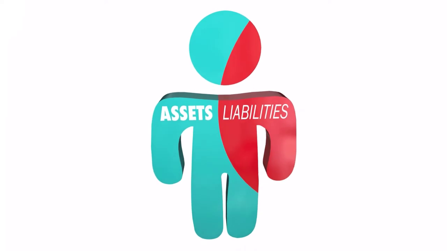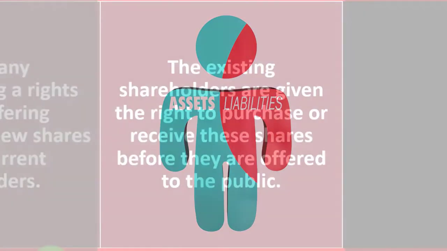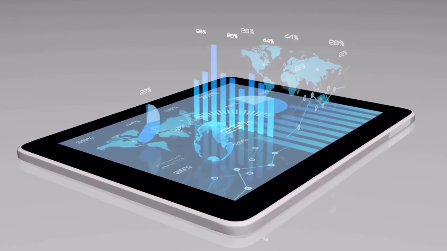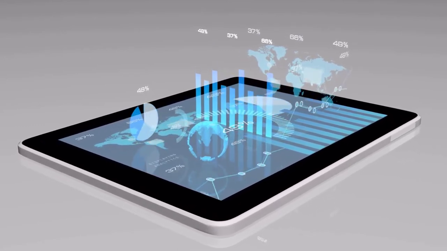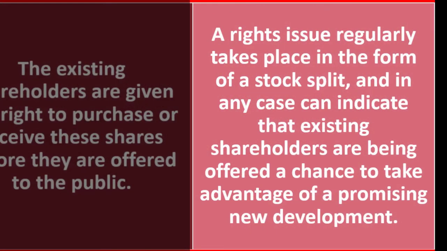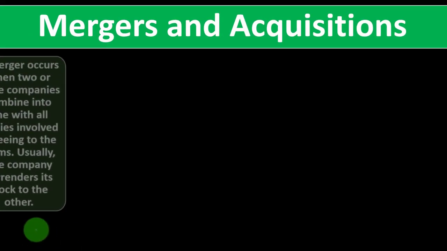So they might then give you the opportunity to purchase shares first, right? So that you can hold your current position relative to the total shares that are out there, and so on. So a rights issue regularly takes place in the form of a stock split, and in any case can indicate that existing shareholders are being offered a chance to take advantage of a promising new development.